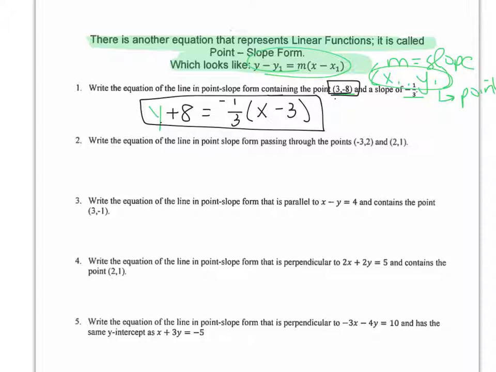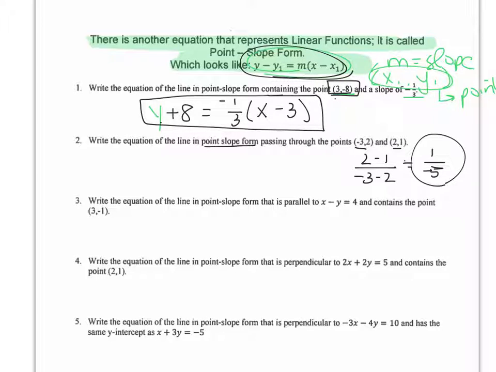If I look at number 2, number 2 says write the equation in point-slope form, so that means it has to look like this, passing through the points negative 3, 2, and 2, 1. So I first have to do the slope formula to find the slope. 2 minus 1 over negative 3 minus 2. 2 minus 1 is 1. Negative 3 minus 2 is negative 5.